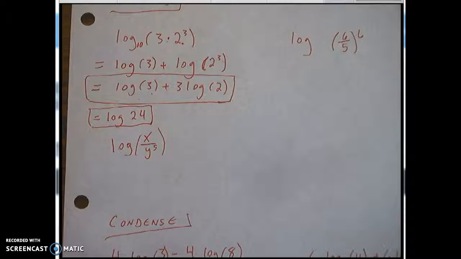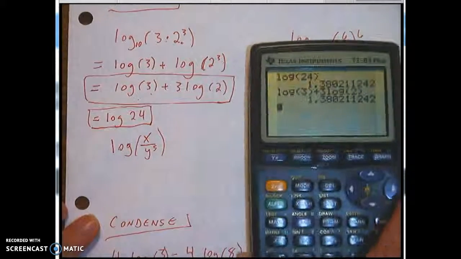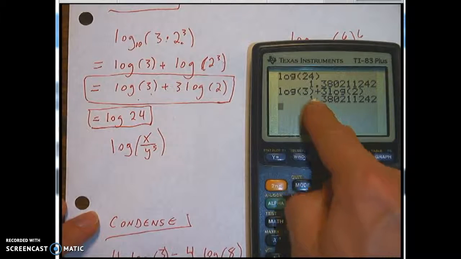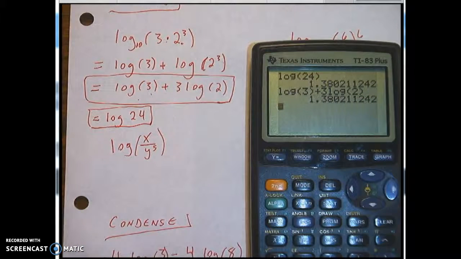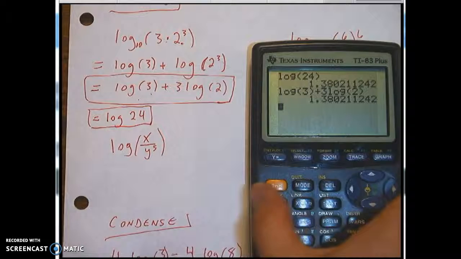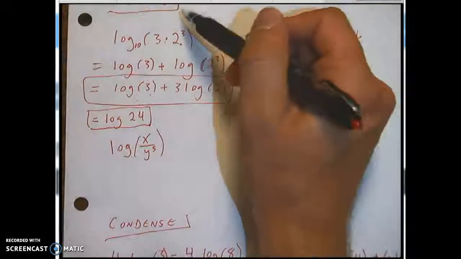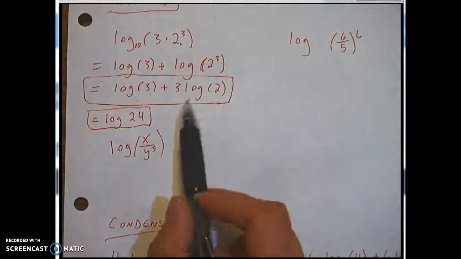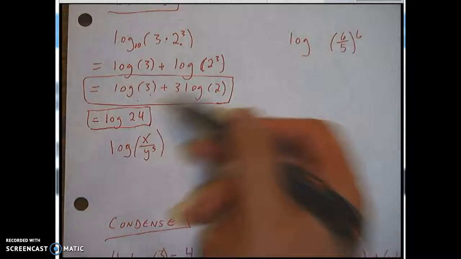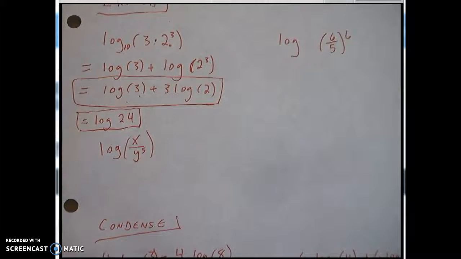And just so you can see that I'm not lying to you, I went ahead and typed it in. Log of 24, and log 3 plus 3 log 2. They are the same. They're both about 1.38. So you might be asking yourself, which one's the right answer? Well, they're both right. We can accept both answers. But since the spirit of the problem was to expand it into more than one logarithm, this is probably the one you should write down, even though they're technically the same thing.